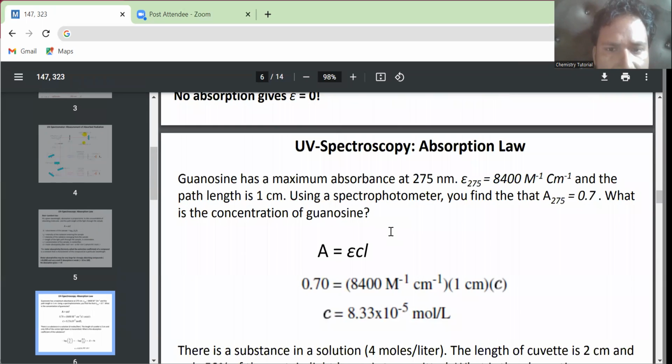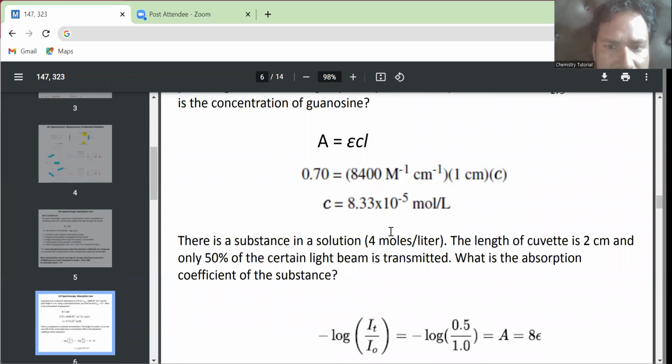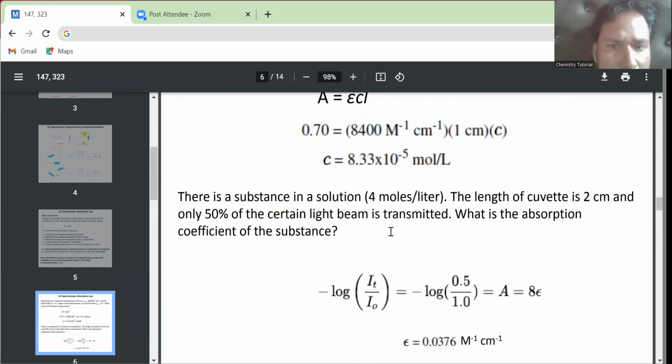Guanosine has a maximum absorbance at 270 nm. Guanosine is a molecule in which nitrogen is present, and sigma is 8400 liter mole inverse centimeter inverse, and the path length is 1 centimeter. Using a spectrometer, you find the absorbance and want the concentration of guanosine. So simply you put all the values into A equals sigma C L, and you can find the concentration, measured in moles per liter.